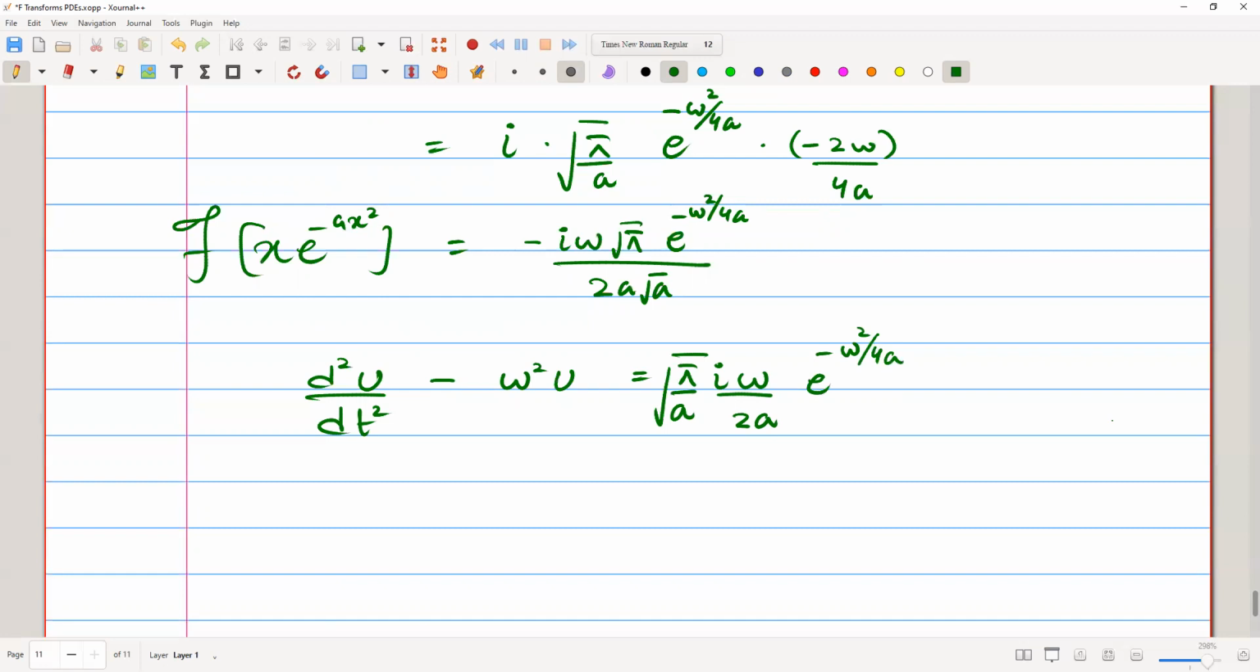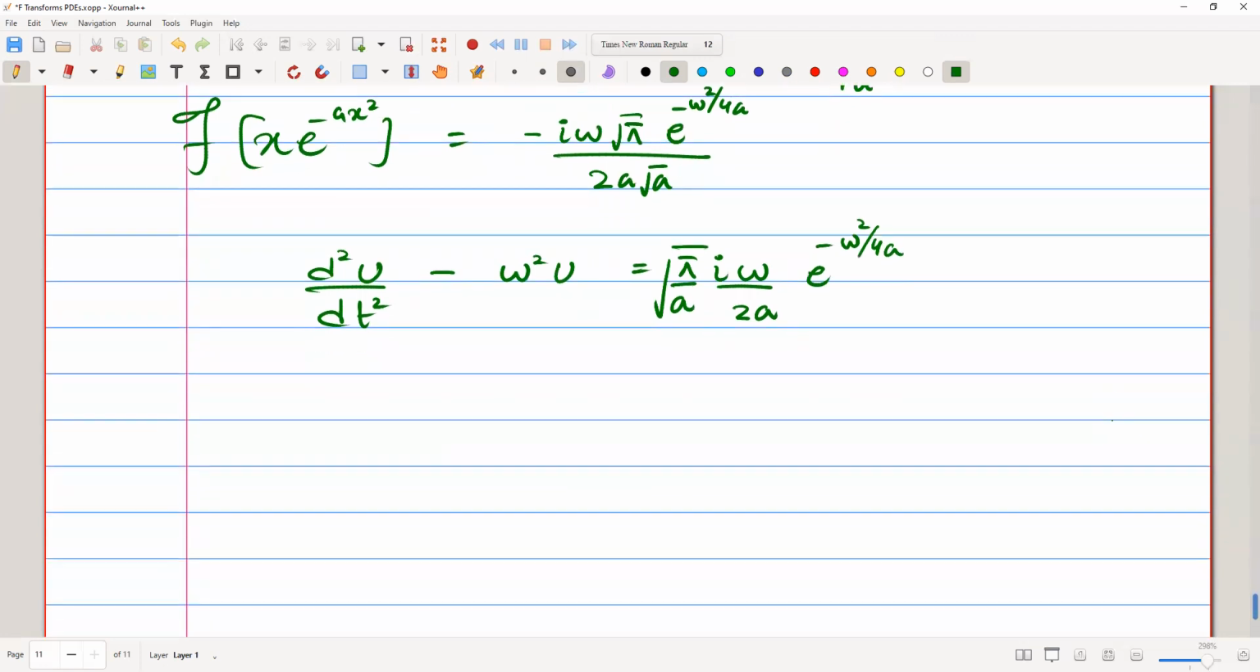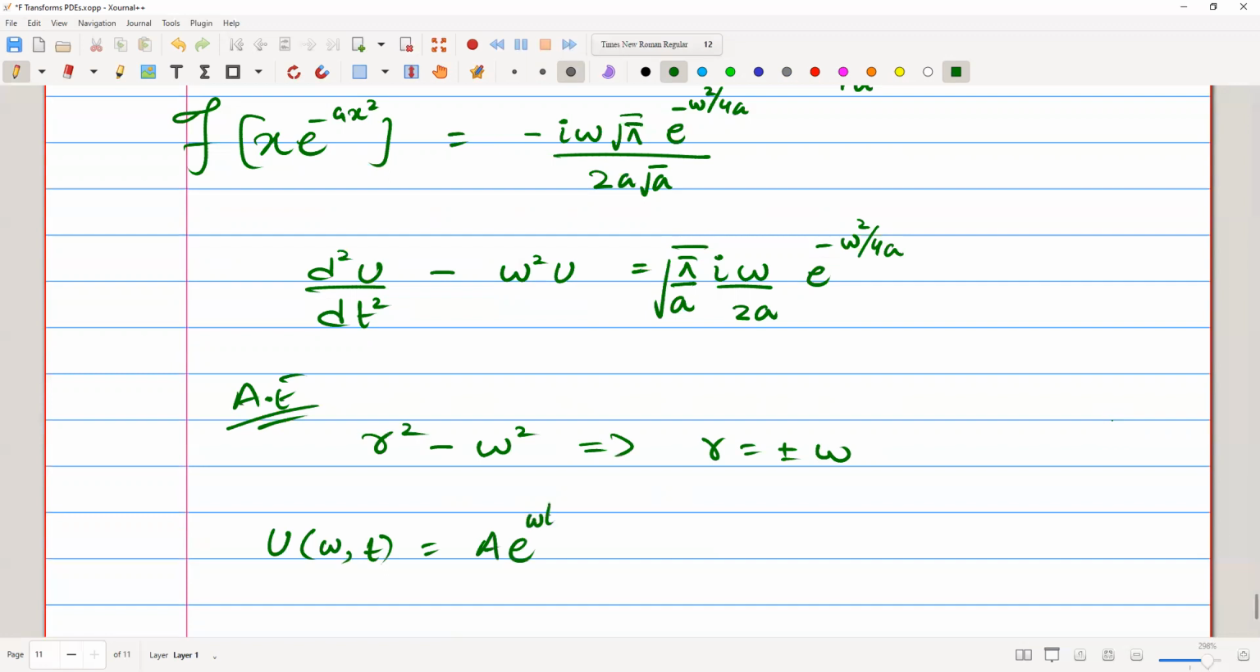So now this is a second order differential equation, and it's non-homogeneous with constant coefficients. So we can simply make the auxiliary equation to find the homogeneous solution, and then we will try out the particular solution. So this implies r equals plus or minus omega, which gives the result that u of omega, t is now equal to a e to the power omega t plus b e to the power negative omega t.